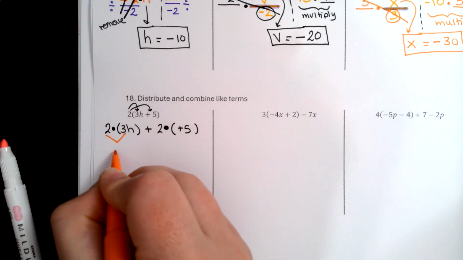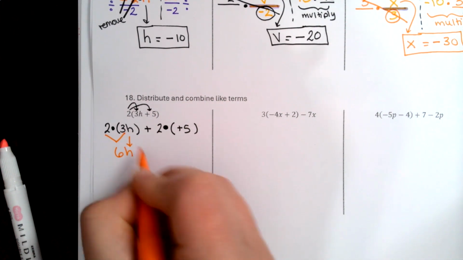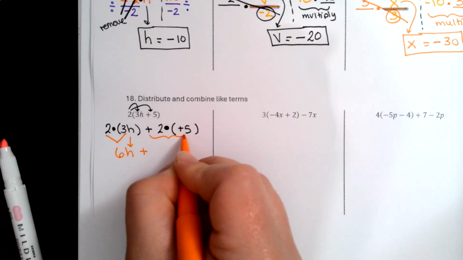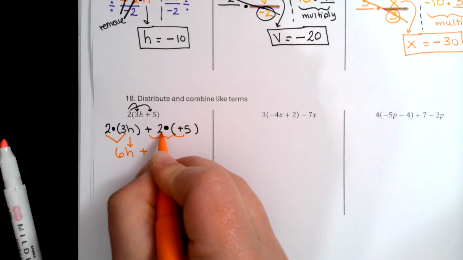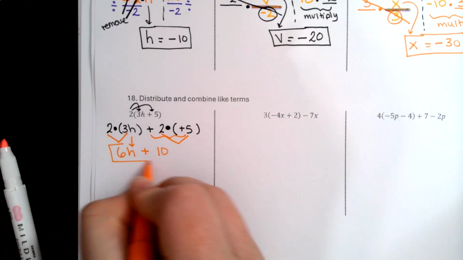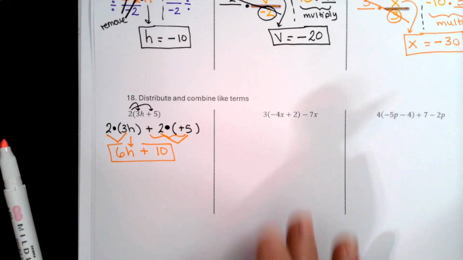So 2 times 3 is 6. Do I have a letter? Yes, so we're going to just put that h there, bring it down. And we're going to ask ourselves same or different. So positive is a positive. 2 times 5 is 10. There's nothing for us to combine. Remember, combining means same letter has to be put together or no letters have to be put together.